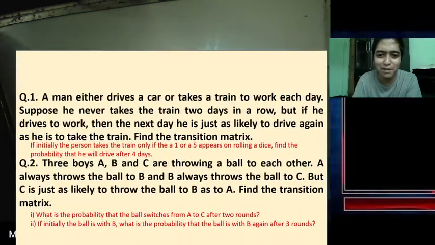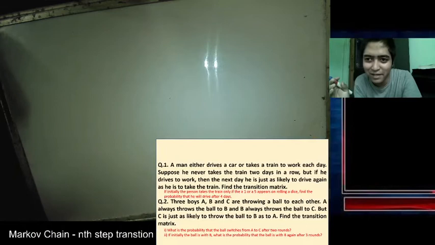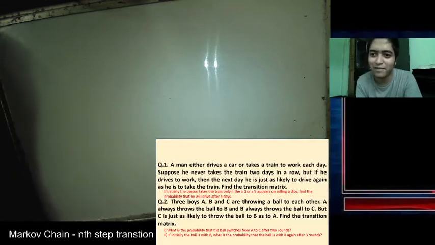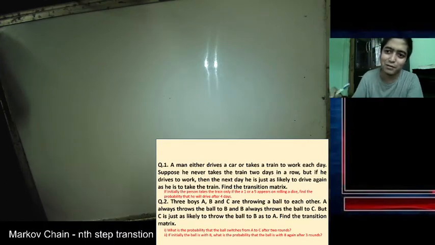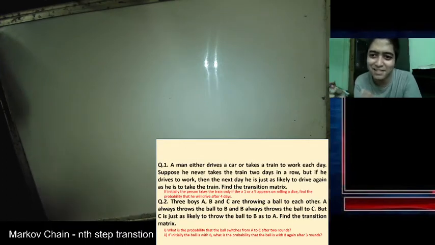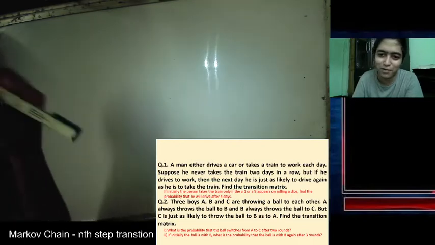So what is happening over here? We have a situation where a person will either drive or take a train. But he will have to start at some point, right? Maybe he is just starting his work, and he is thinking to himself, should I take a train or should I drive? He cannot decide, so he just rolls a dice. 1 2 3 4 5 6.